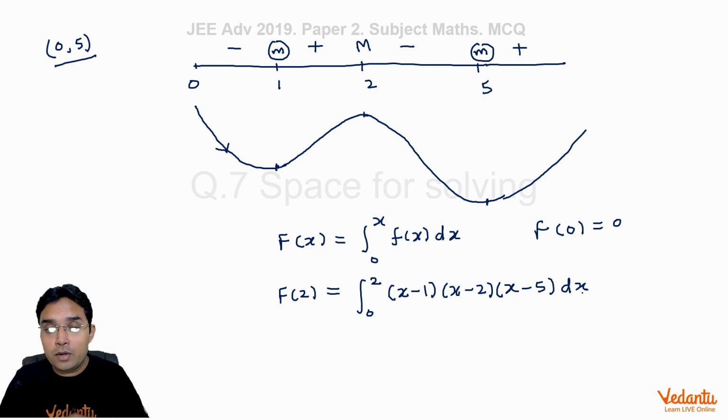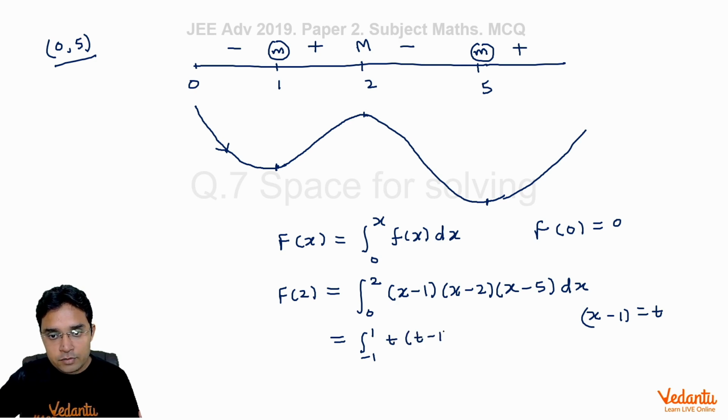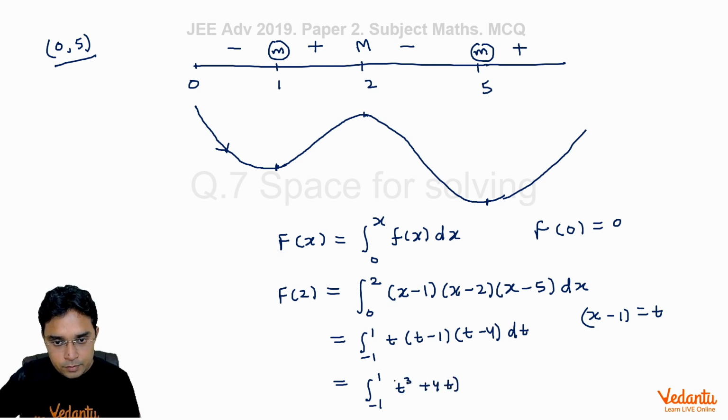And to solve this integral, it looks like very lengthy integration, but it can be made shorter if you put x minus 1 as t. Because then this integral will have limits minus 1 to 1, x minus 1 will be t, x minus 2 will be t minus 1, and x minus 5 will be t minus 4, dt. Okay, why I have done like this, please understand. Now I can write this as from minus 1 to 1, and this will be t cube plus 4t, one part, and minus 5t square, another part. Why I have written them like this?